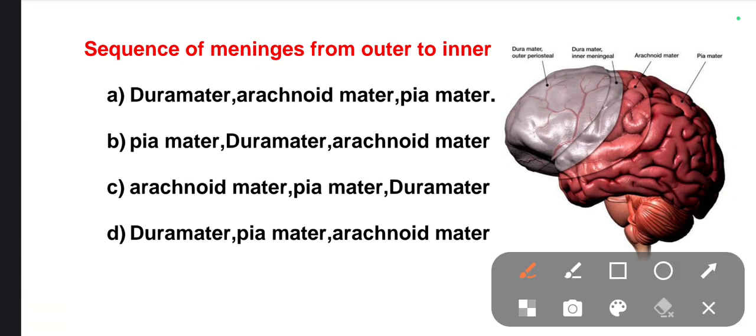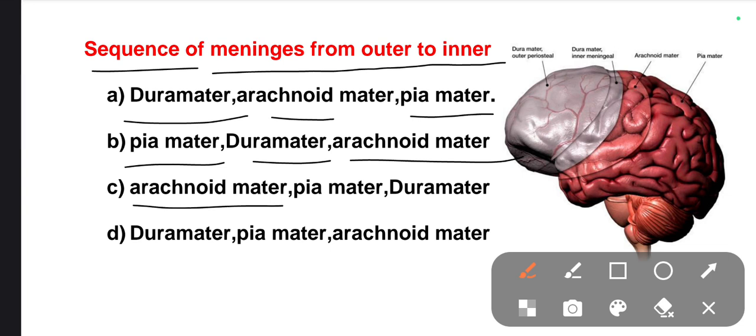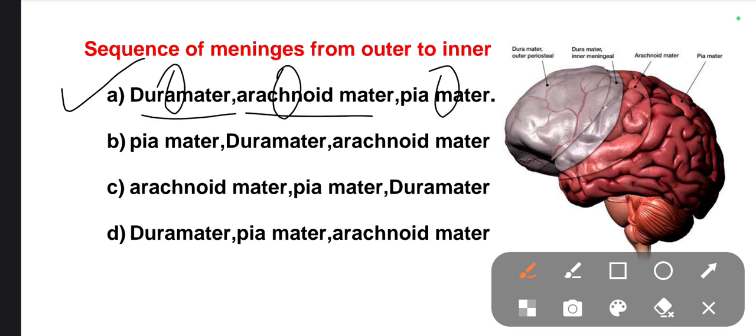The next question is the sequence of meninges from outer to inner. Options are: dura mater, arachnoid mater, pia mater; dura mater, arachnoid mater; arachnoid mater, pia mater and dura mater; pia mater and arachnoid mater. The right one is option A. This is outermost, middle and innermost: dura mater, arachnoid mater, and pia mater. So this is the right one.